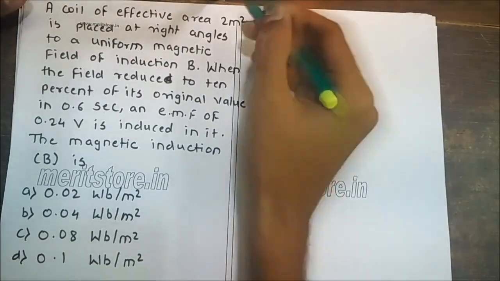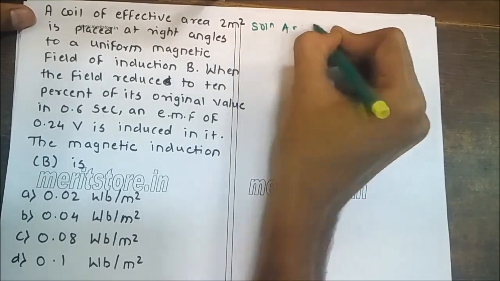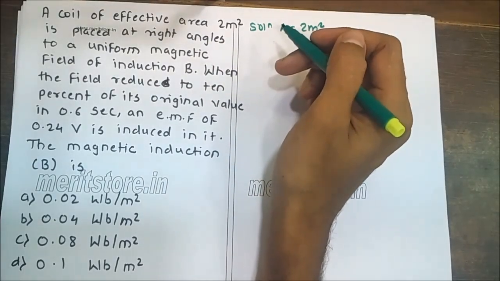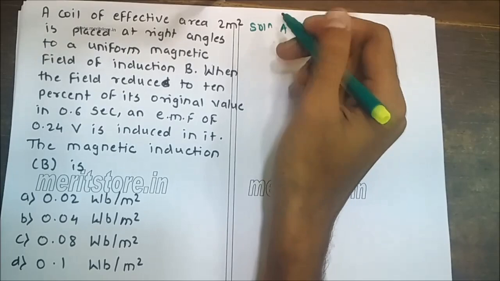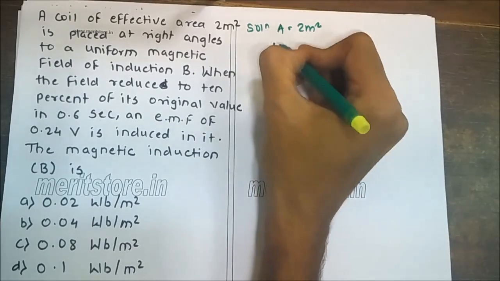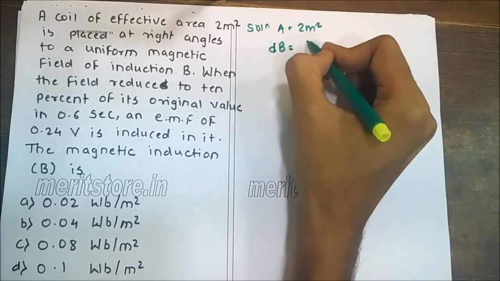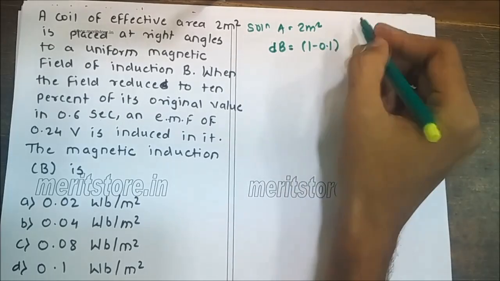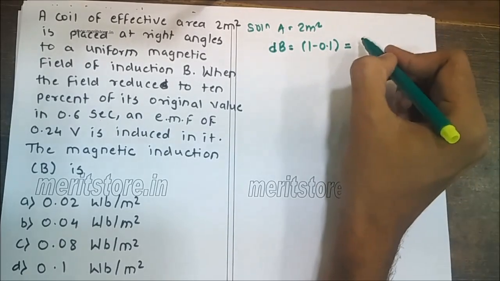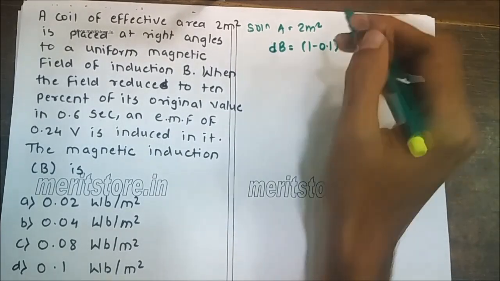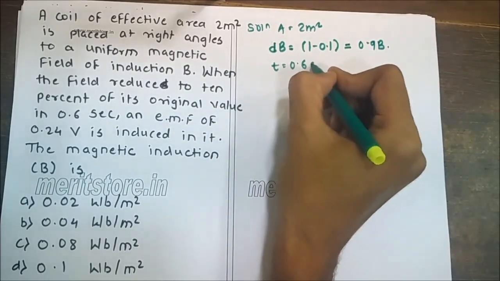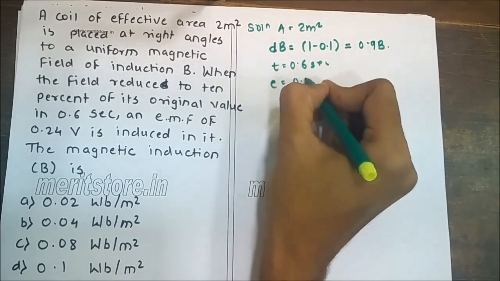So here we have an effective area given, that is A equals 2 meters square, placed at a right angle in a uniform magnetic field of induction B. When the field reduces to 10% of its original value, the change in the field dB is going to be 0.9 times B. The time given is 0.6 seconds and the EMF induced is 0.24 volts.